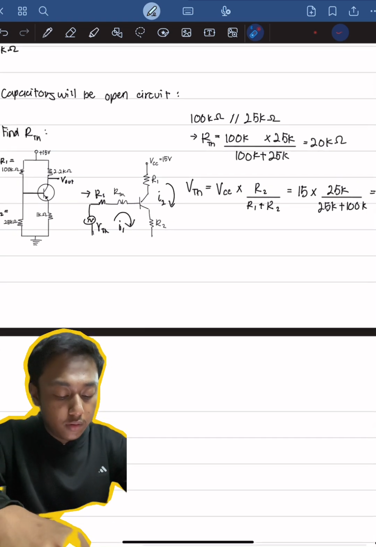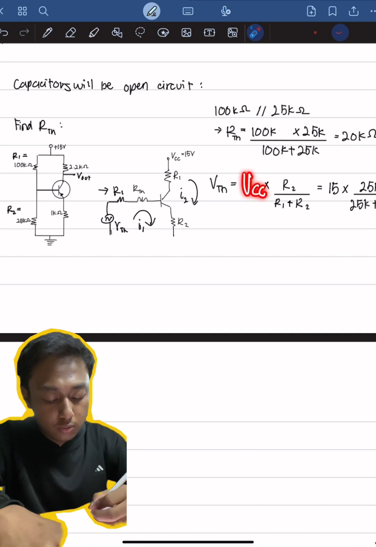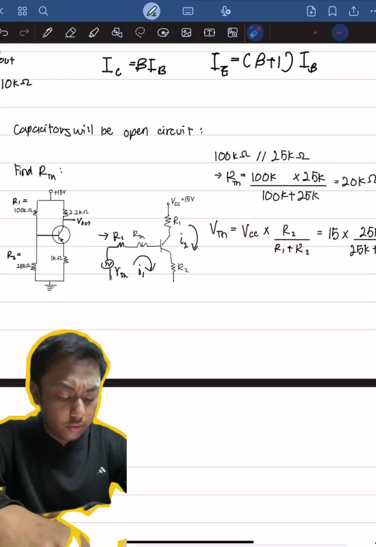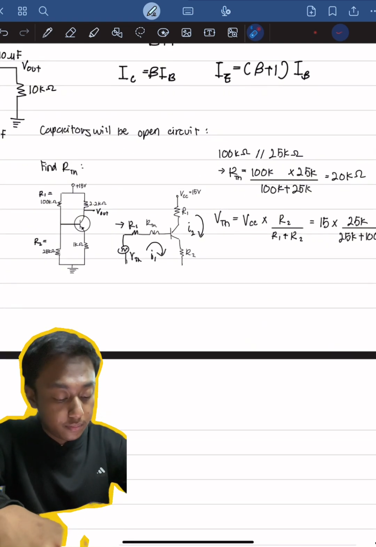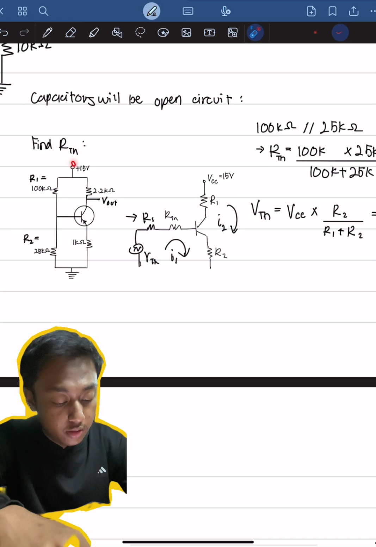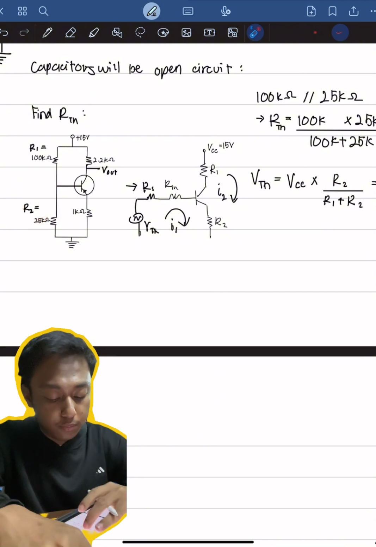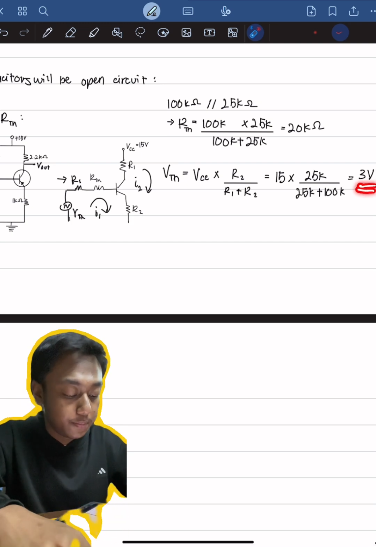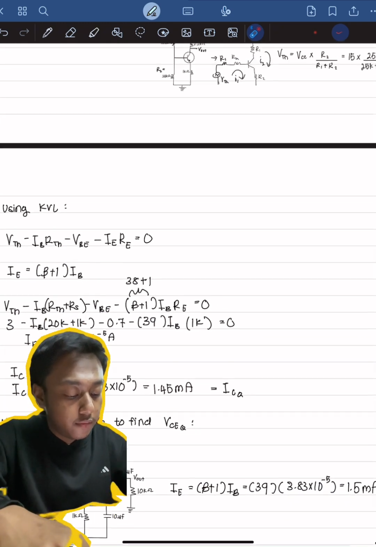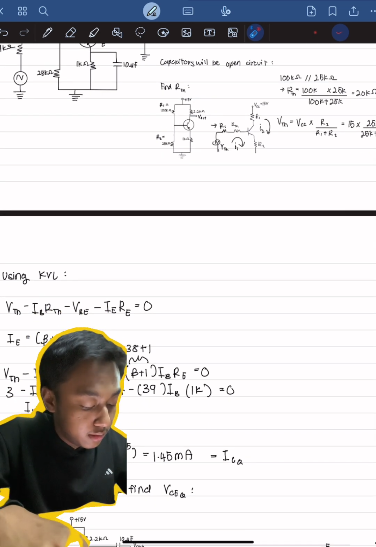So the Thevenin voltage, we have a formula here, VCC times R2 over R1 plus R2. This is the voltage divider rule. So in order for us to find the VTH, VCC here is VCC and then R2 here over R1 plus R2. So we can straight away find the VTH here, 3 volt. Okay, moving on, we have to use the Kirchhoff voltage rule in order for us to find the IB.